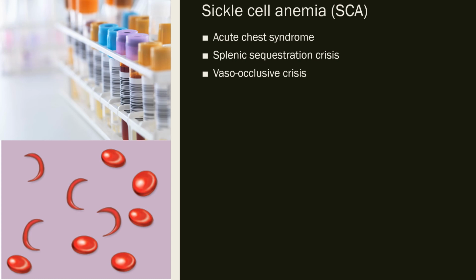Vaso-occlusive crises is what is normally happening when we see a child or an adult present to the hospital setting. They're coming in because somewhere in their body, their arm, their leg, their hands, their feet, their back, different places, there is an occlusive reaction inside the vascular structures from the sickling cells, and it creates pain and swelling and can be dangerous as well because we can lose function and mobility.